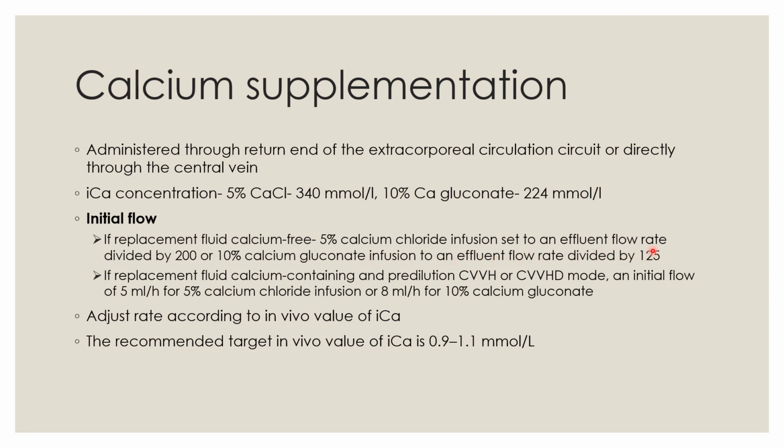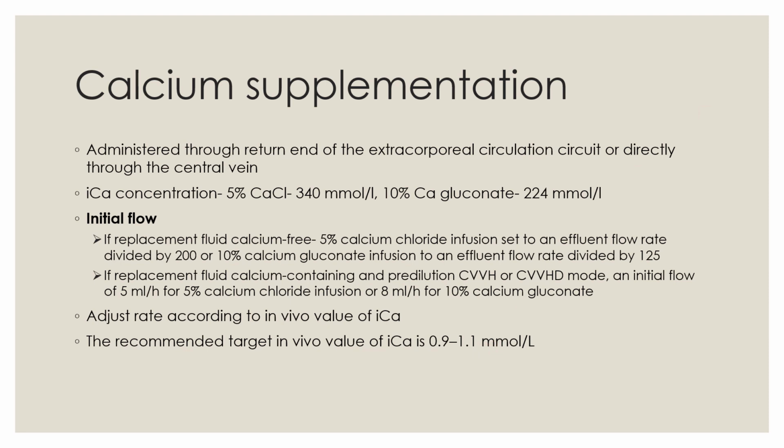divided by 125. But if a calcium containing replacement fluid is used and pre-dilution CVVH or CVVHD mode is selected, an initial flow of 5 ml per hour for 5% calcium chloride infusion or 8 ml per hour for 10% calcium gluconate infusion is recommended. It is recommended to adjust the calcium supplementation rate according to the monitoring in vivo value of ionized calcium. The recommended target of in vivo value of ionized calcium is 0.9 to 1.1 millimole per liter.